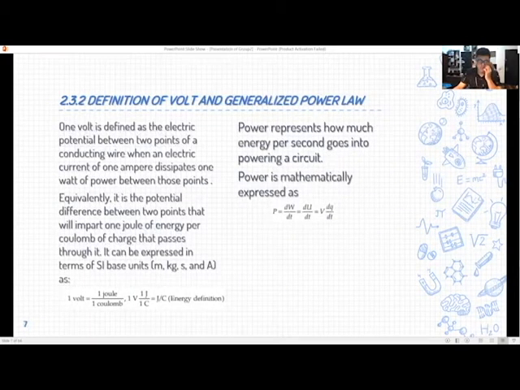And the definition of the generalized power law is, here you can see on the screen, 1 volt equals 1 joule over 1 coulomb, and the power is mathematically expressed as P equals dW over dt.